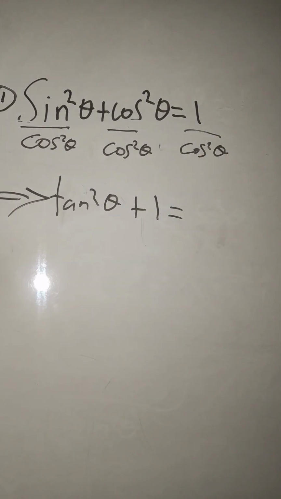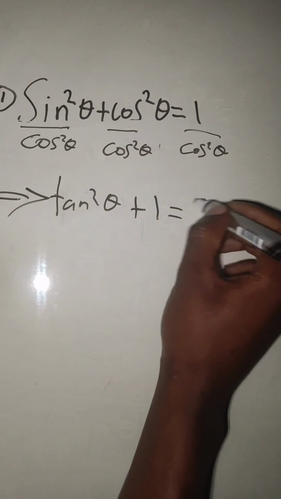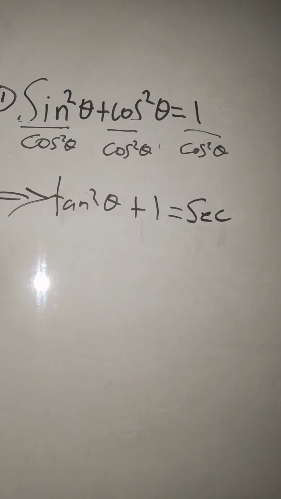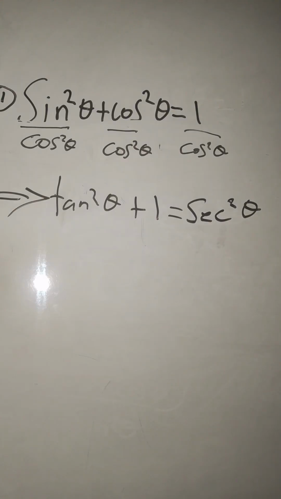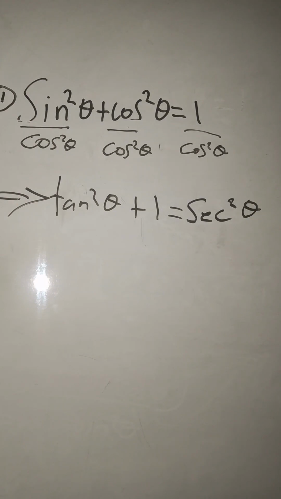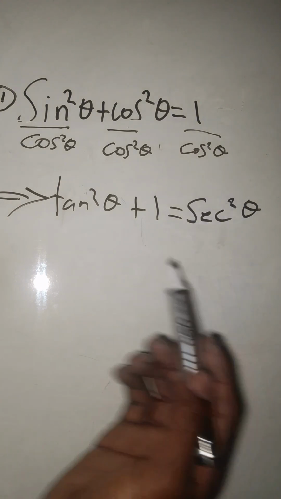this one is going to give us what? What is 1 divided by cos? So this is actually equal to secant squared theta, like that. All right. Now, this is the identity that we've derived when we divide the basic trigonometric identity by what? By cos squared. So now, how can we prove that this guy is equal to this one?